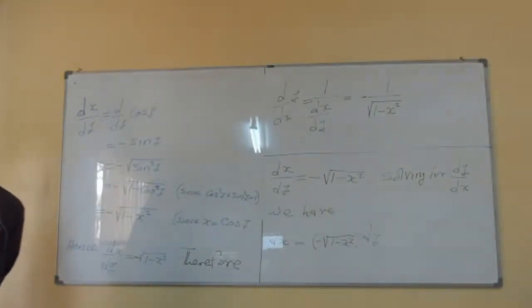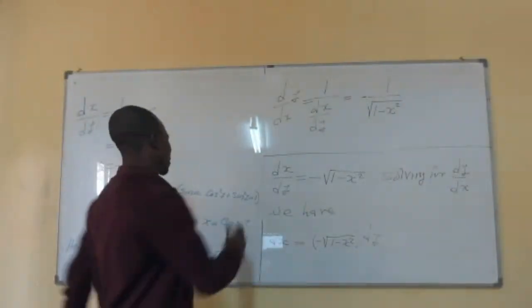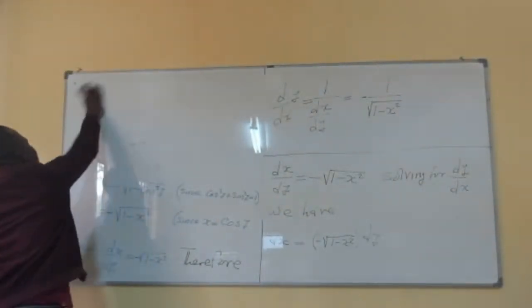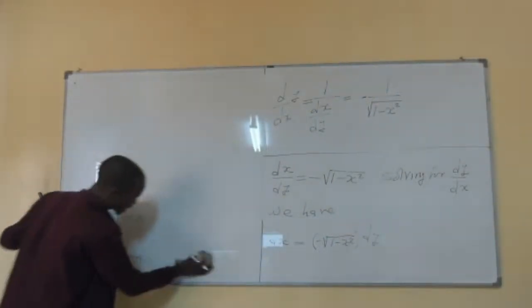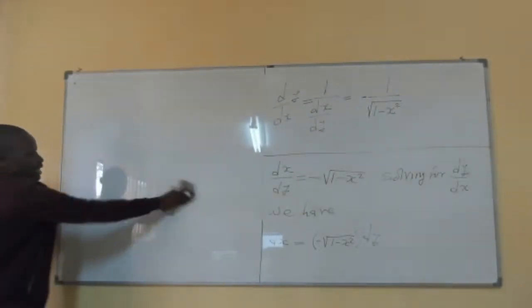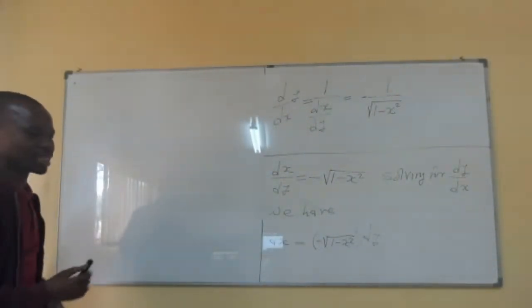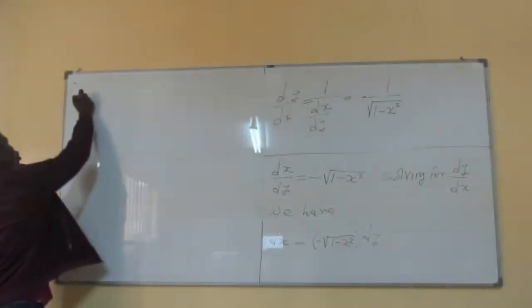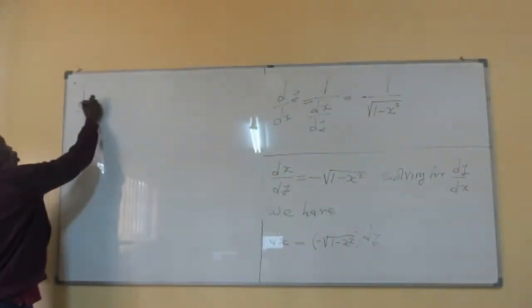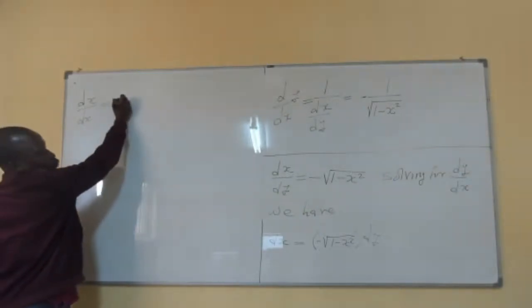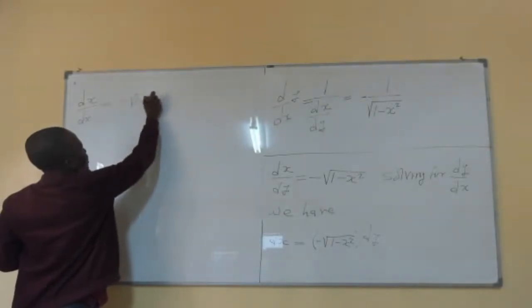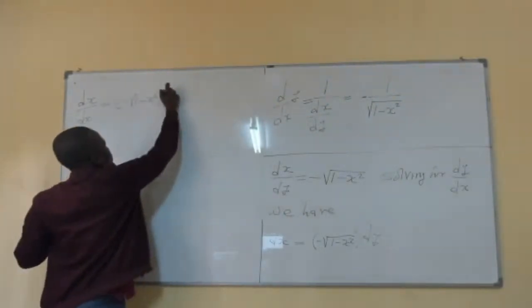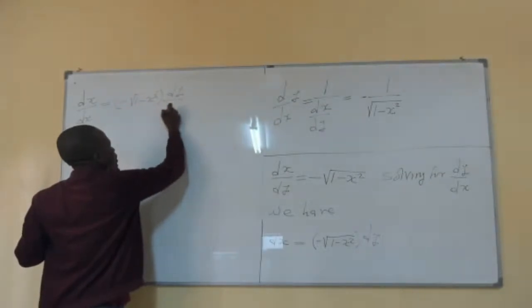I guess everyone is following. Okay, now we are at this stage. Let's divide both sides by dx. So we are going to have dx over dx is equal to negative square root of 1 minus x squared, then dy, we also have dx.